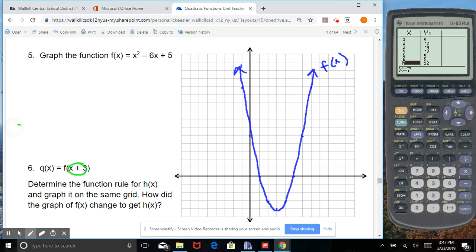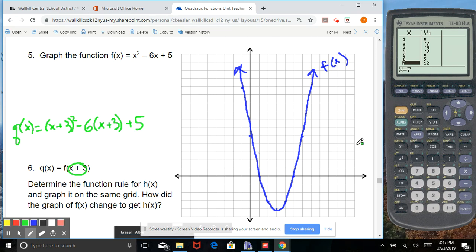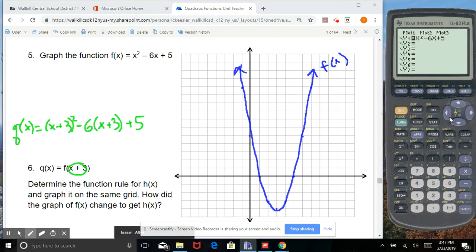So q of x equals x plus 3 squared minus 6 times x plus 3 plus 5. And again, we can enter it into our calculator exactly that way. So we don't have to do a lot of math here to write the equation in standard form unless we're told we have to put it in standard form. In that case, we would have to do out the x plus 3 all squared and distribute the 6.